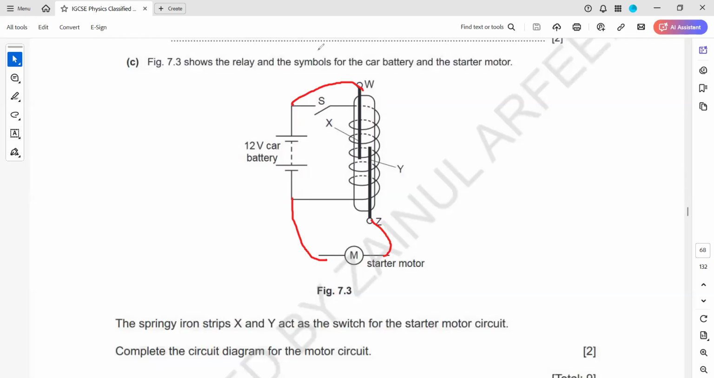The main idea is that we want this circuit to work when there's this springy contact. So when we close the switch, the current will pass through. This will come in contact, and then the current is passing through Z, through the motor, and then going back into the battery. If you open the switch, then there's no induced current here, there's no magnetic field. So this will lose the contact and the motor will be off. So that is how you should connect.